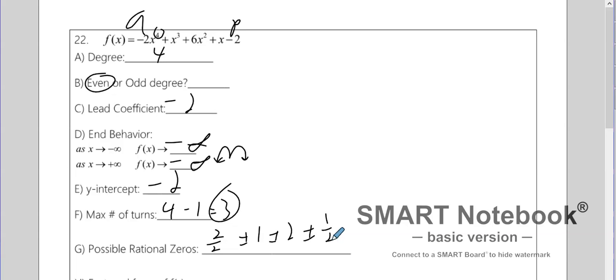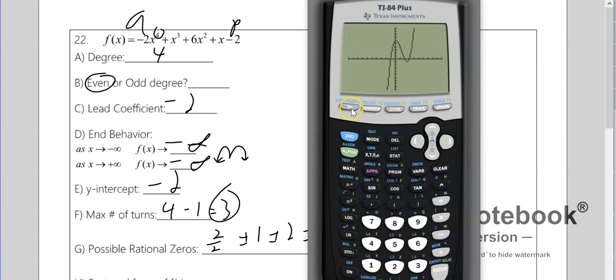So, factored form. Again, we're going to go to the calculator. We're going to put this in. We're going to go to decimals. We're going to put this in. Clear out.